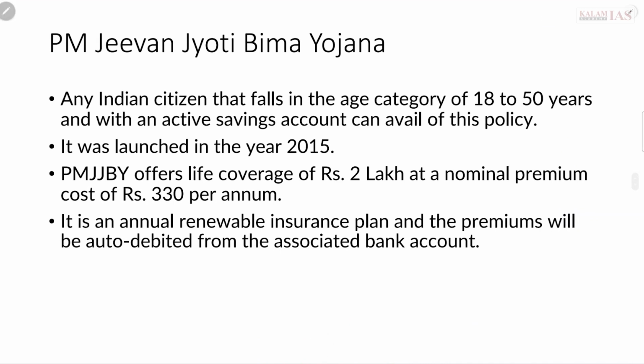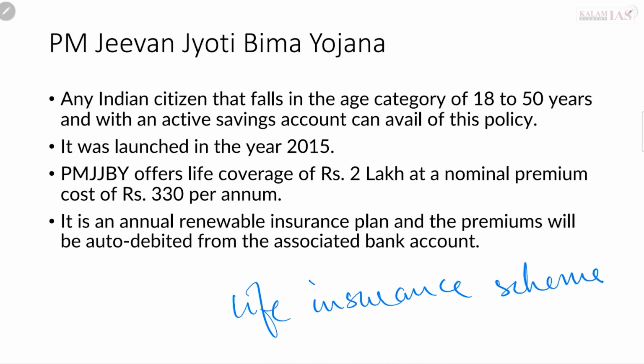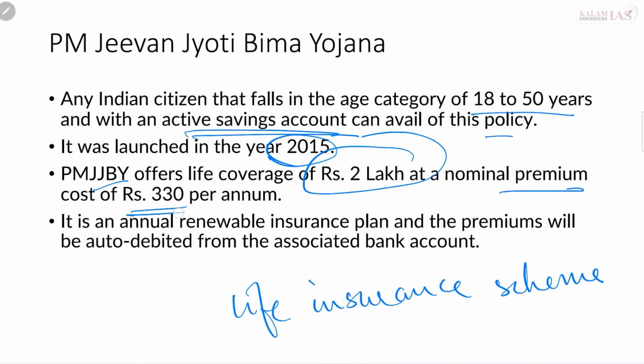Let us also briefly discuss the PM Jeevan Jyoti Bima Yojana. The PM Jeevan Jyoti Bima Yojana now has been one of the major life insurance schemes financed by the government. Any Indian citizen that falls in the age category of 18 to 50 years with an active savings account can avail of this policy. It was launched in the year 2015. It offers a life coverage of rupees 2 lakh at a nominal premium of rupees 330 per annum.